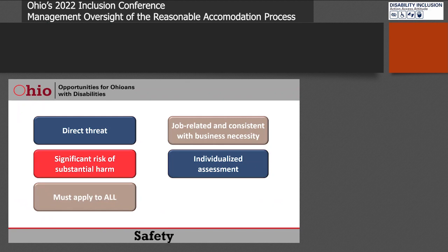Julie, what is the role of reasonable accommodation in direct threat? Dustin, when the individualized assessment results in a direct threat, the employer must consider whether there is a reasonable accommodation which can eliminate or reduce the risk to an acceptable level.